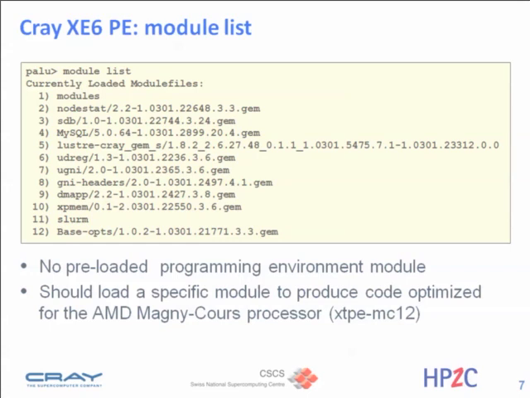Just to let you know, at the moment, it is correct that there's no preloaded programming environment, but the next line is automatically done when you load the programming environment that you want. So there is no compiler. You need to load the compiler. You can load the compiler, and then automatically we load the optimized library, xtpe-mc12. That's automatically loaded for you.